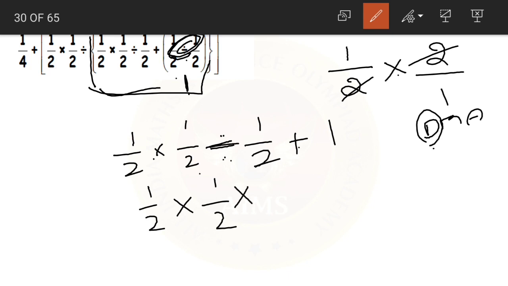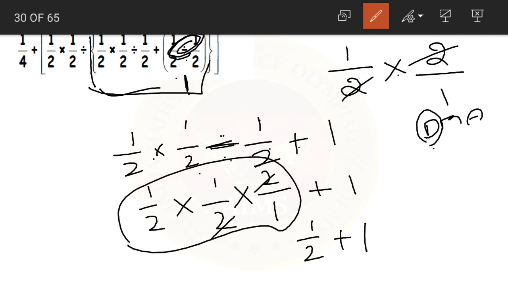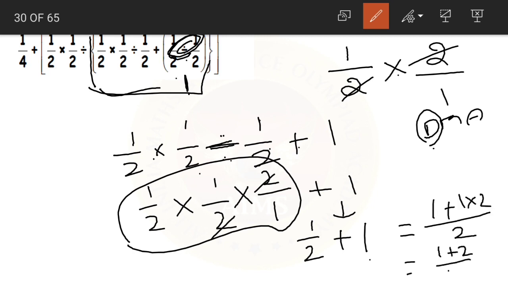Now instead of division, multiplication, and instead of 1 by 2 it becomes 2 by 1, plus 1. Yes. Now here 2 and 2 get cancelled. Yes, students, 2 and 2 get cancelled. We are remaining with 1 by 2 plus 1. Now 1 by 2 plus 1 becomes what? 1 plus 1 into 2 by 2. That is equal to 1 plus 2 by 2. That is equal to 3 by 2. Yes. Whatever we have solved in these curly brackets, the answer we got is 3 by 2.